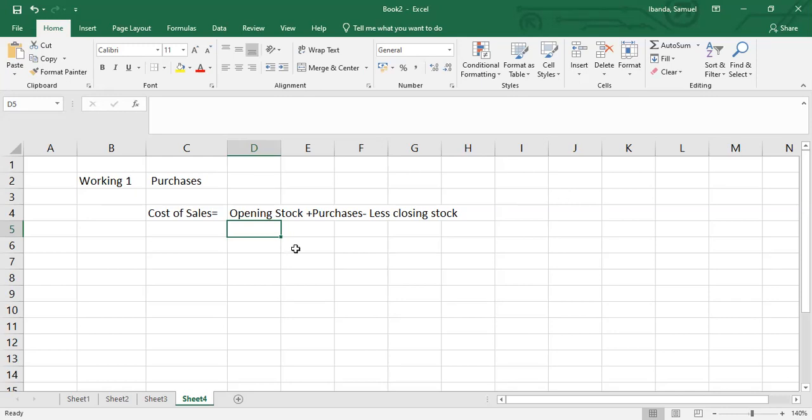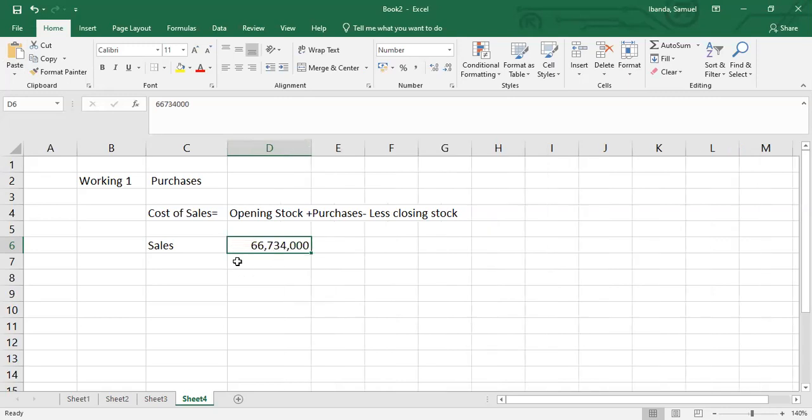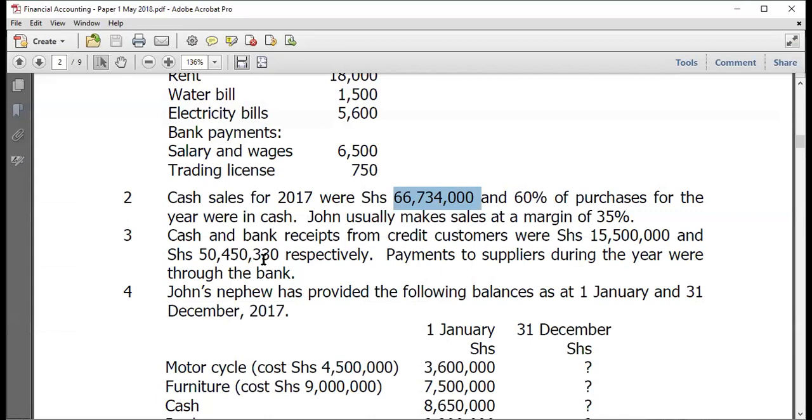So if that is what we have for cost of sales, ours is also to ask ourselves, how are sales related to cost of sales, okay? They have given us the cash sales figure, they have told us the cash sales were 66, okay? Now those are not the only sales, by the way. It's very important for you to understand that those are not the only sales. We also have credit sales.